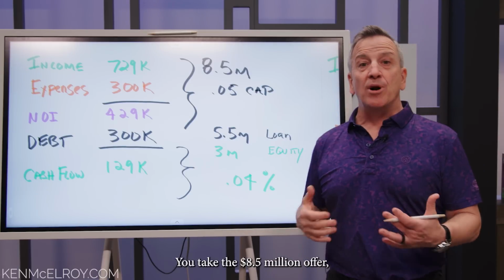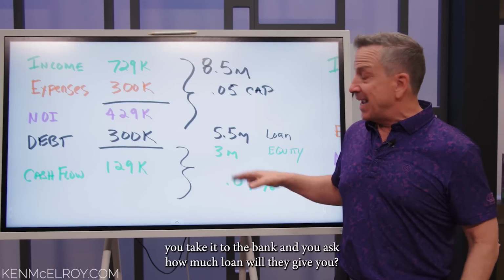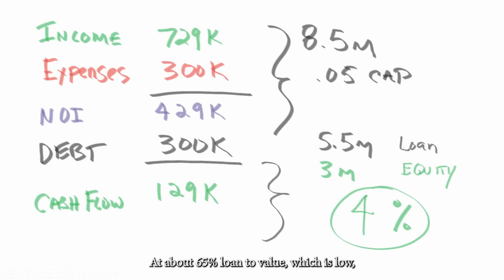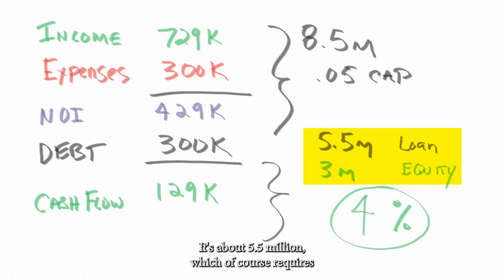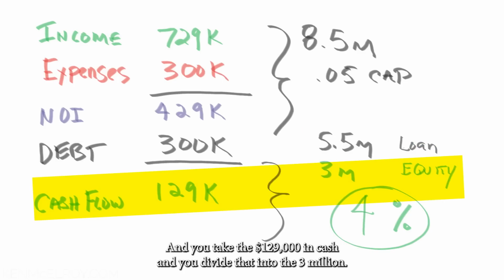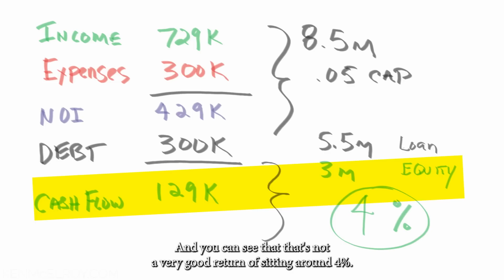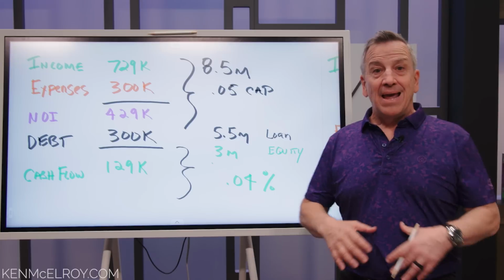You take the $8.5 million offer, you take it to the bank, and you ask how much loan they will give you. At about 65% loan to value, which is low, it's about $5.5 million, which of course requires about a $3 million equity, which is the down payment. Then you take the $129,000 in cash and you divide that into the $3 million, and you can see that's not a very good return, sitting around 4%.